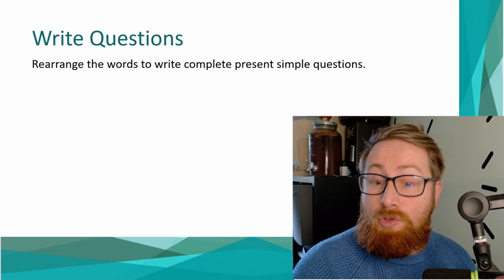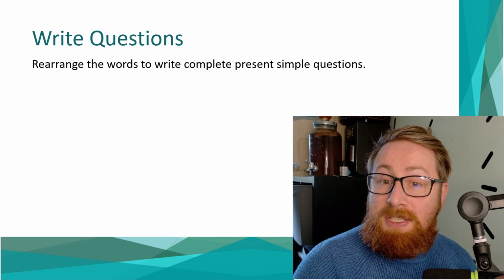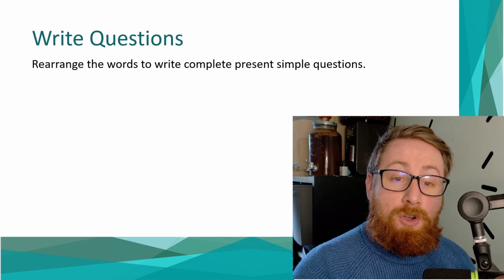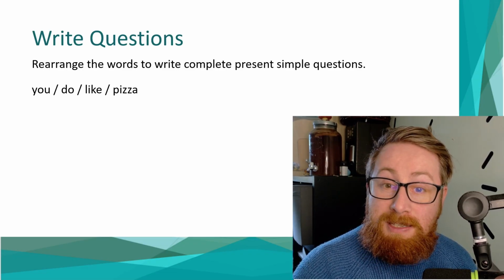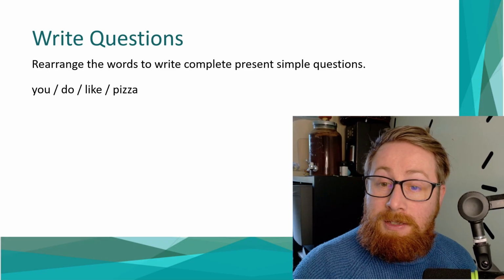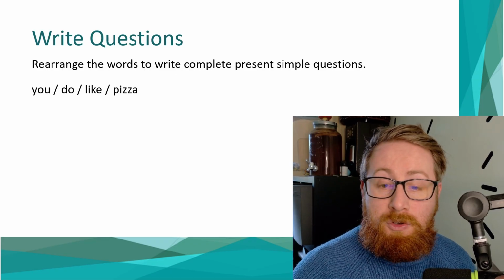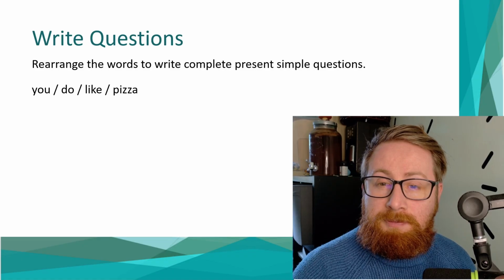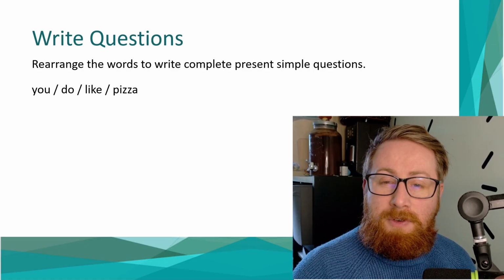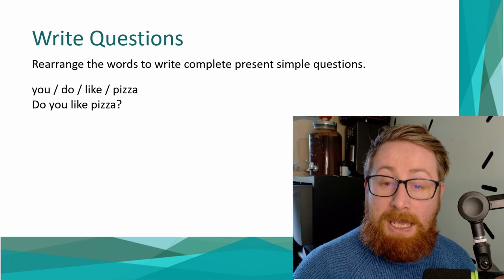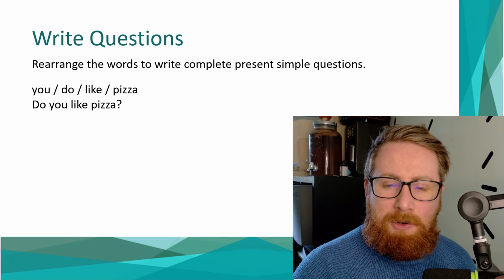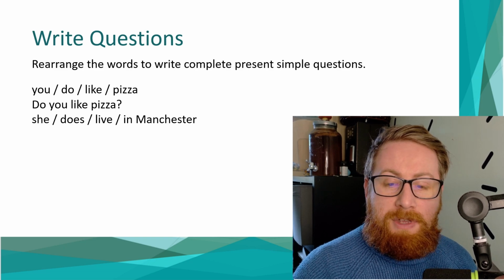And it's your turn to write some questions. On this slide, you're going to see 5 groups of words. Your job is to rearrange the words to make a correct present simple question. So, first one, you do like pizza. So do is for I, you, we, they. So we use do you like pizza? Nice and simple. She does live in Manchester.